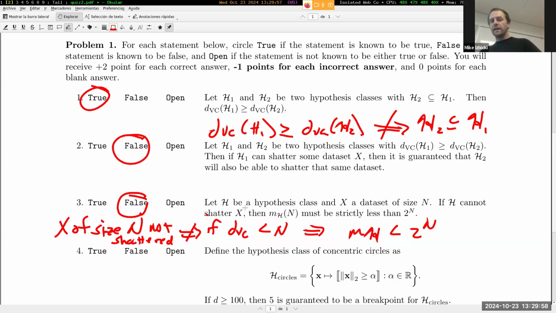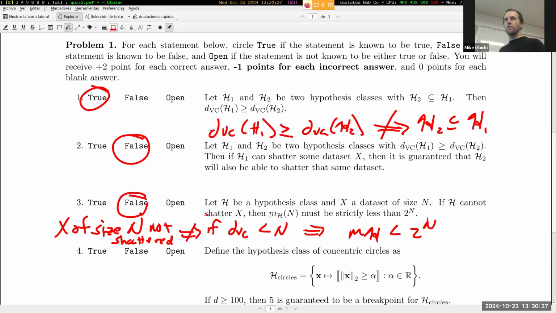Just because there's one data set of size n that we cannot shatter does not mean that our VC dimension is less than that size, does not mean that our growth function is non-exponential at that size, does not mean that our growth function is polynomial at that size. You have to be able to show that all data sets X of size n cannot be shattered in order to make claims on the growth function or the VC dimension.